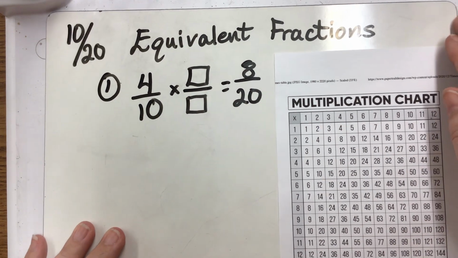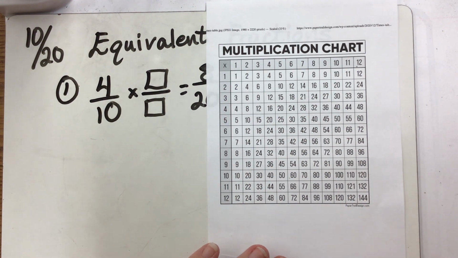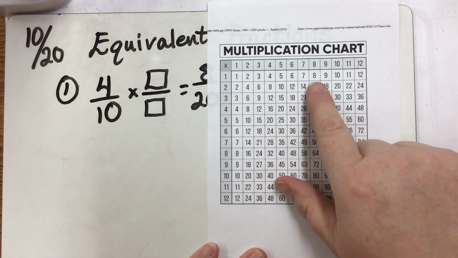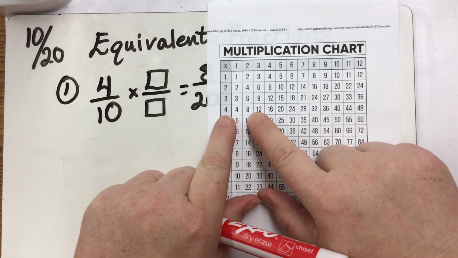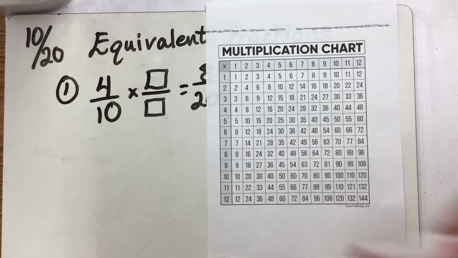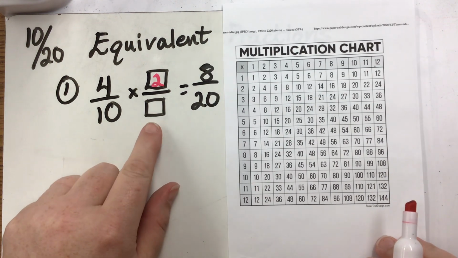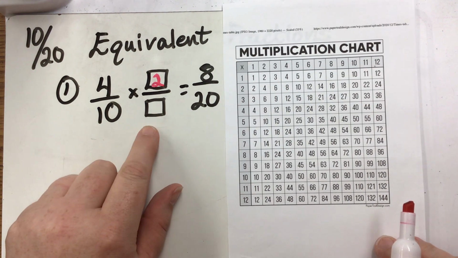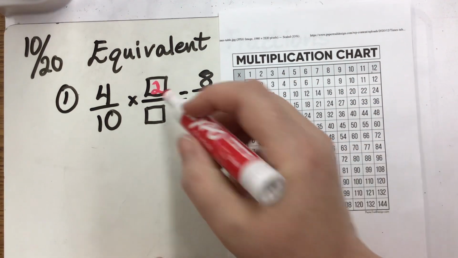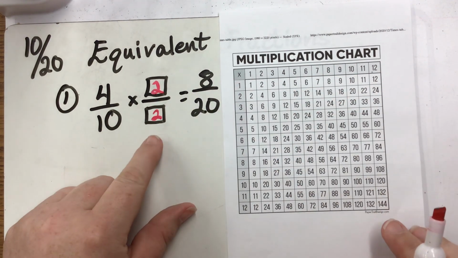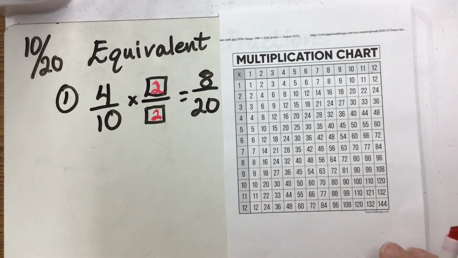So there's two ways that I can do this. First way is I can look at my handy dandy multiplication chart. Okay, and I can see on here that here's an 8. 4 times what equals 8? Oh, 4 times 2. So I can put a 2 in here. And now I'm just going to double check because the number on the bottom has to be exactly the same. So 10 times what equals 20? 10 times 2, yep, 10 times 2 equals 20. So this is correct. My equivalent fraction is 2 over 2. That'll change this fraction to this one.